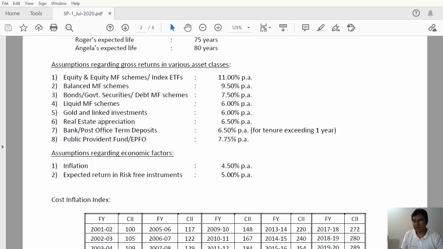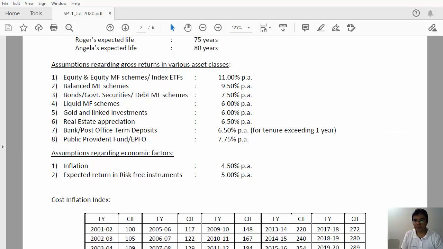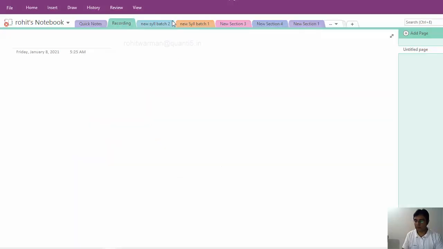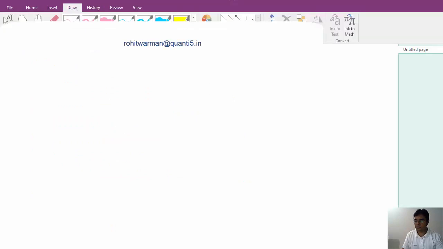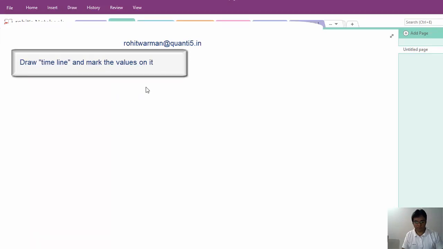These are the factors we have to consider while arriving at the sum assured. This question we will solve both on the calculator as well as on the spreadsheet. First I will start with the calculator part, and thereafter the spreadsheet. So first let me make the timeline and put the values on it.